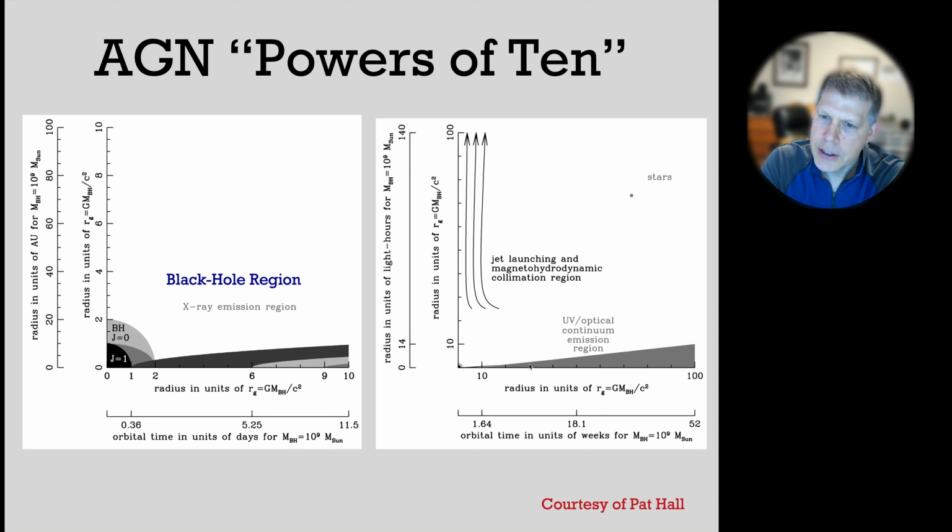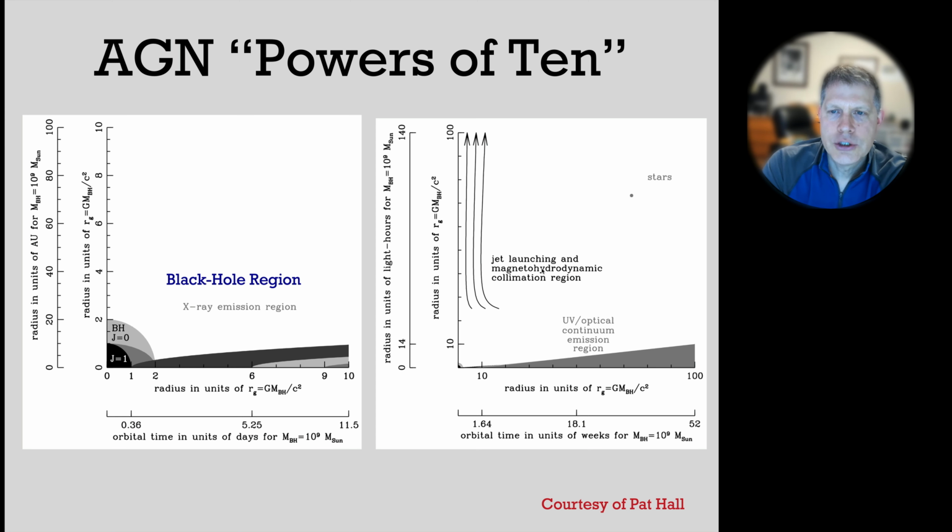This is the region where we believe an accretion disk, although there's some debate over this, produces the ultraviolet optical continuum emission that we see from active galaxies, from thermal or semi-thermal emission from a hot disk.